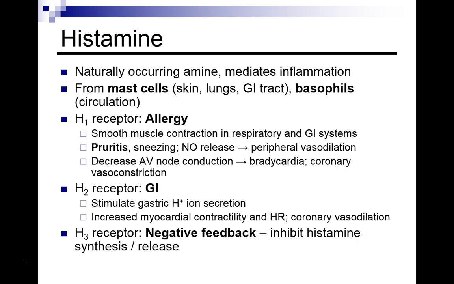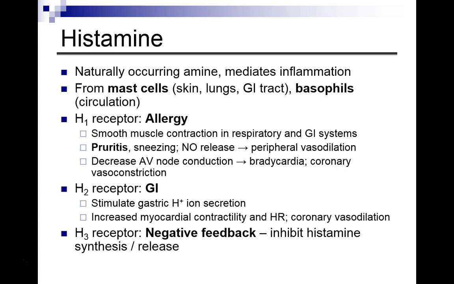Histamine is one of the main players in allergic reactions. It is a naturally occurring amine which mediates inflammation and is secreted from mast cells and from basophils. Mast cells are perivascular, usually in the skin, lungs, and GI tract, and basophils are cells in the circulation. There are several histamine receptors.